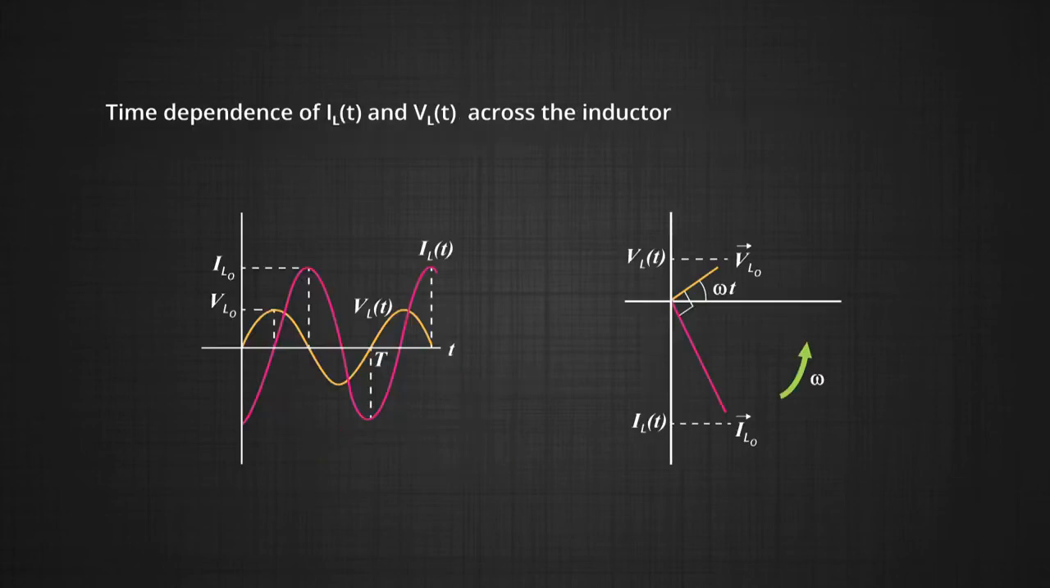That means the time dependence of IL and VL across the inductor, and the phasor diagram for the inductive circuit, show that current lags voltage by pi by 2 in a purely inductive circuit. So, we can say that when an inductor is connected to an AC source, current and voltage have a phase difference of pi by 2.